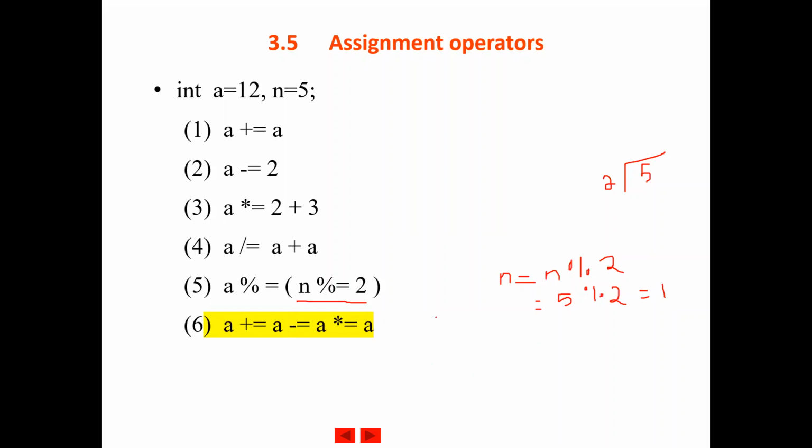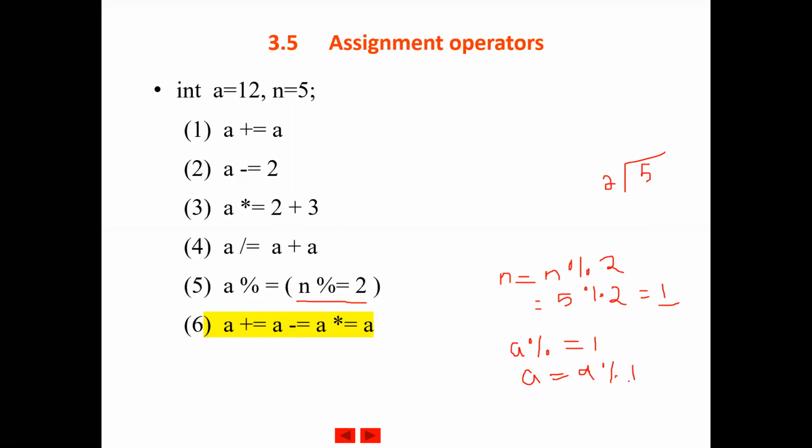Instead of n mod 2, we are going to write 1, right? So it is a mod equal to 1. So when you expand this shorthand assignment, what will happen now? A equal to a mod 1. You are expanding that, right?